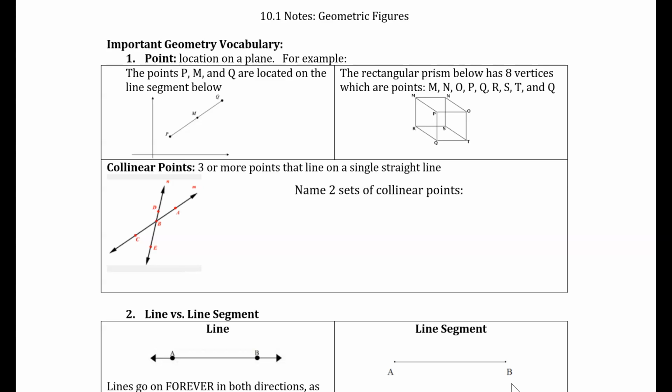So we're going to start with 10.1, which is on geometric figures. There's a lot of geometric vocab in this section, and you'll definitely find that some of it is applicable to elementary school, some is applicable more to middle school, and then some even you'll find in a high school geometry class. We're not going to get into proofs like a high school geometry class would, but we'll definitely touch on some concepts that you'd find in a high school geometry class as well.